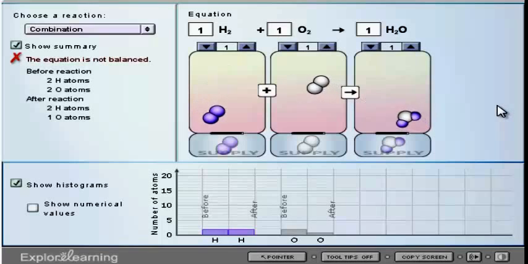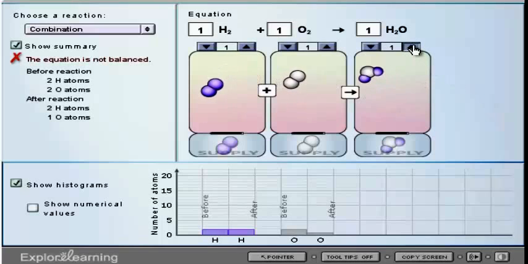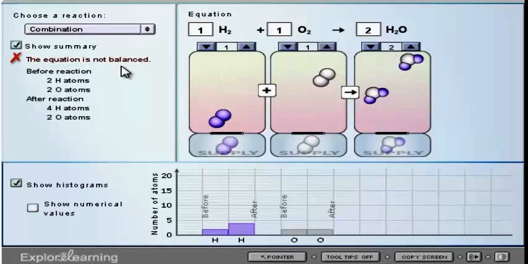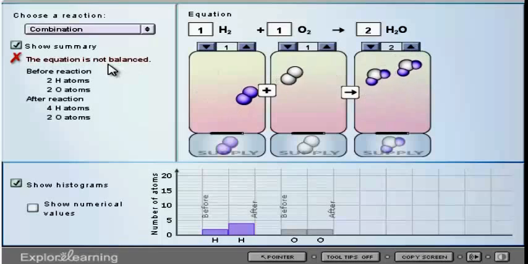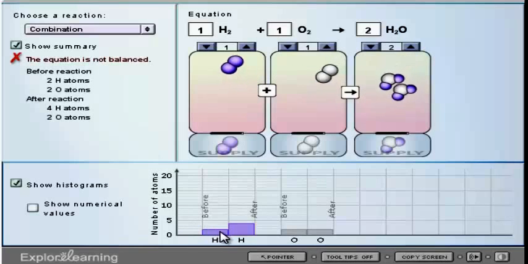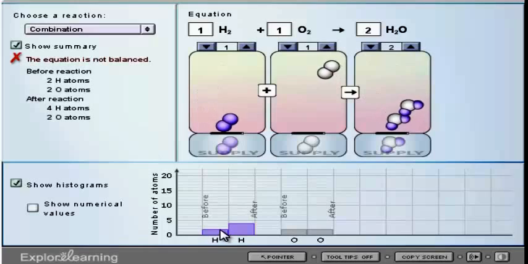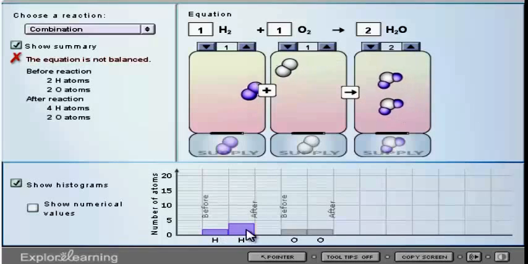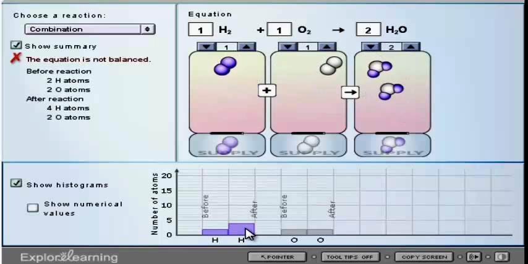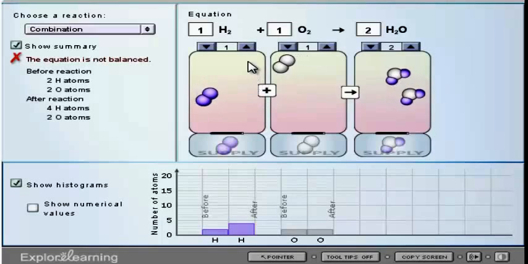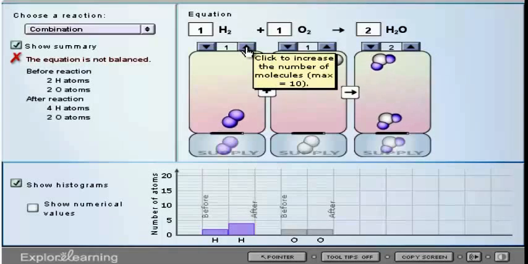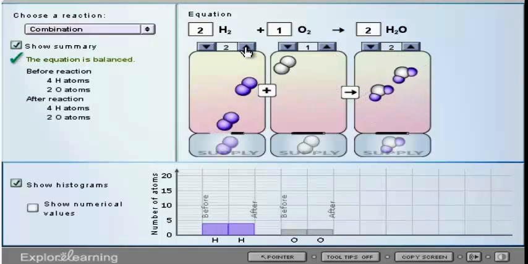First, you need to increase the amount of oxygen after the reaction. Note that the equation is still not balanced because there are fewer hydrogen atoms before the reaction than after the reaction. As such, you need to increase the amount of hydrogen atoms before the reaction.